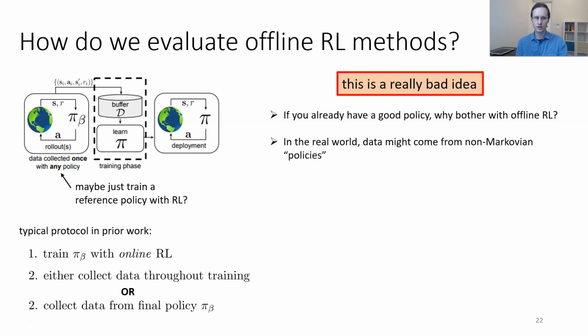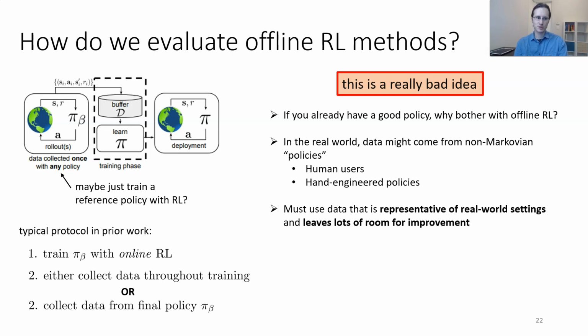In the real world, your data might not come from an RL policy, it might come from non-Markovian policies that can't be represented with any neural network. So if your method relies on estimating pi beta, you're basically deluding yourself if you're using RL to generate your data, because you might not be able to represent the true policy in the real world. It might come from human users or hand-engineered behaviors. So methods that don't estimate pi beta will do a lot better, but your evaluation protocol will not show you that if you use RL data.